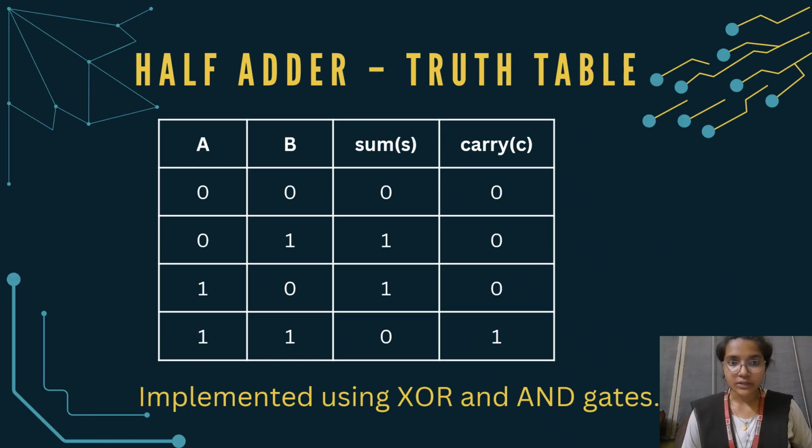Half adder truth table. We can observe that the inputs are A and B and the outputs are sum and carry. If we are given 0, 0 as input, we get sum 0, carry is also 0. If we are given 0 and 1, sum gives 1, while carry is 0. If we are given 1 and 0, sum is 1 and carry is 0. If we are given A 1 and B 1, sum is 0 and carry is 1. We can observe that for sum, it is an XOR gate, and for the carry, it is an AND gate.